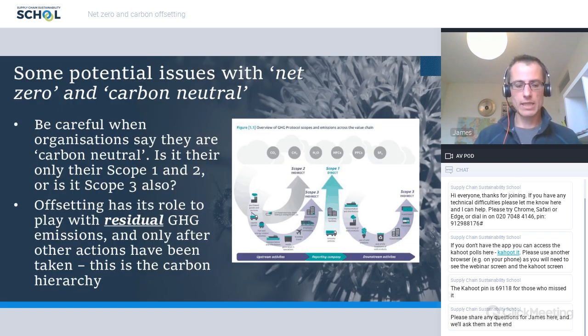And likewise, offsetting is often used as a way out of final emissions, but it should only be applied to residual greenhouse gas emissions, only after you've taken all the other actions possible to reduce your existing carbon. So it's right at the end of the carbon hierarchy in terms of make sure you've reduced what you can, and then when you've done all of those, then think about offsetting.